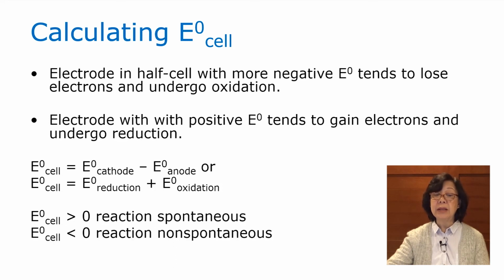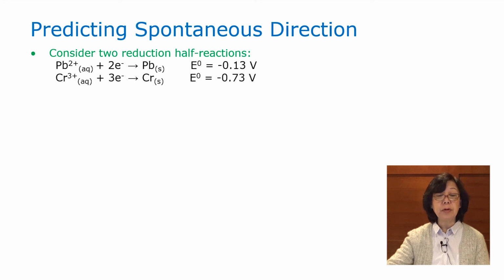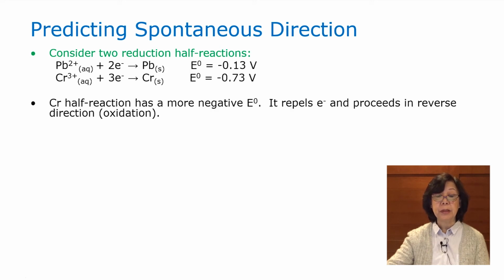So if we calculate and get a negative cell potential, that means the reaction is non-spontaneous. Now consider two reduction half reactions. One is the reduction of lead ion into lead. The cell potential is negative 0.13 volt. And the reduction of chromium 3 plus ion into chromium. The reduction potential is negative 0.73 volts.